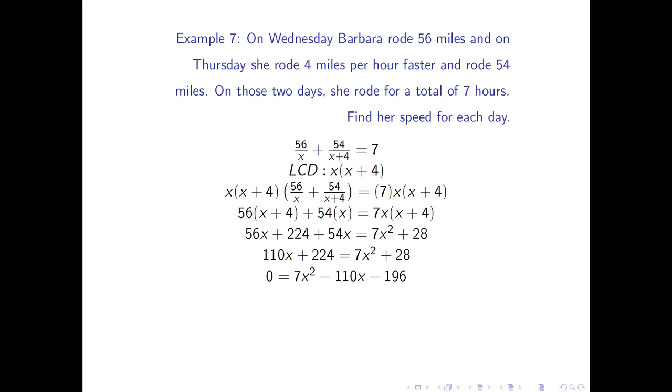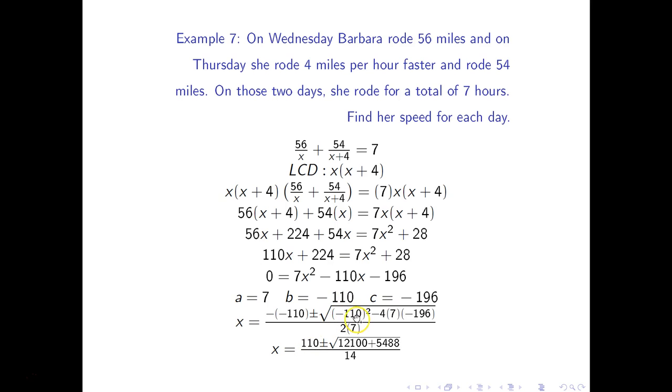Now, I will tell you something right now. This is not factorable. So I am going to jump into the quadratic formula. So A is 7, B is negative 110, and C equals negative 196. So with those in mind, I can now just punch them into the quadratic formula like so. Now a negative times a negative makes that one a positive. Negative 110 squared is 12,100. And then this is a positive 5488. And 2 times 7 is 14.